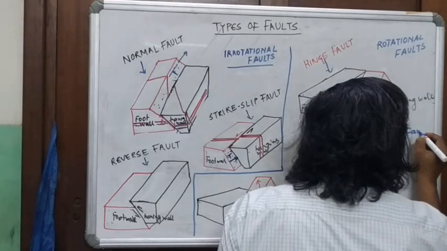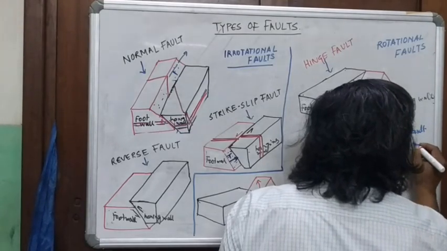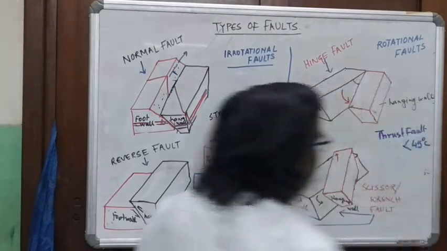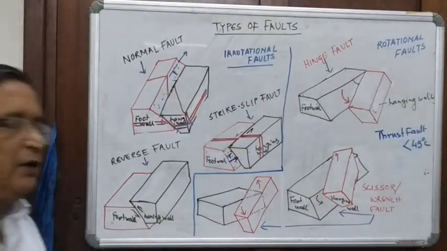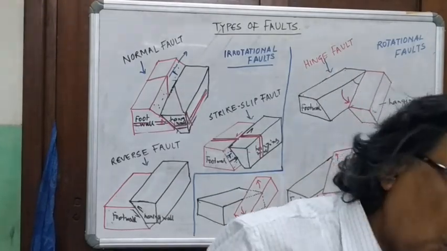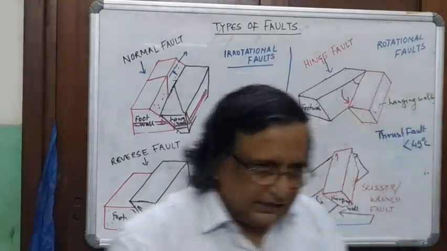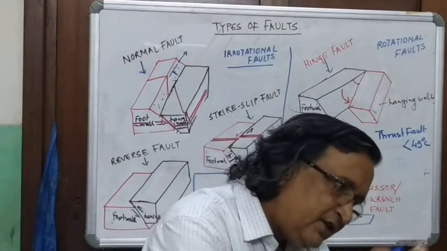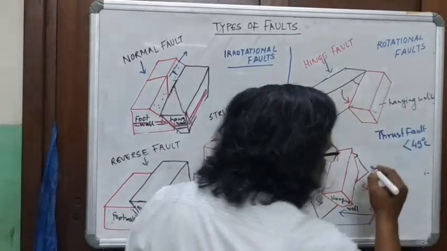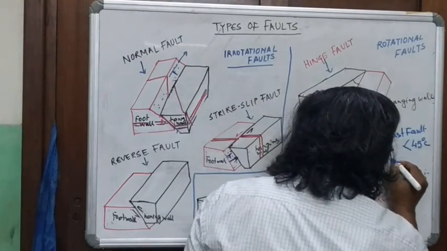A thrust fault is when the dip of the fault plane is less than 45 degrees. If the dip of the fault plane is less than 45 degrees, then you call it a thrust. A thrust means this movement, this fault plane dip is less than 45 degrees. And there is something called an overthrust.